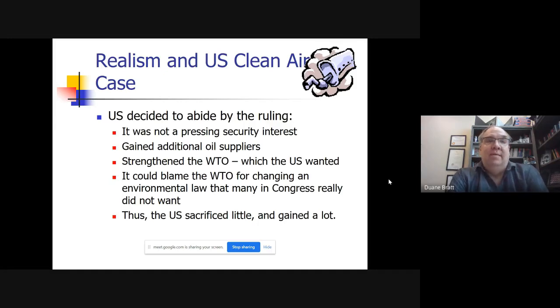It could also blame the WTO for changing an environmental law. Many in Congress, both Republican but also Democrat, really didn't want these tougher regulations. And therefore, when the Clinton administration enacted these changes, they could blame the WTO for something that it was going to do anyway. So ultimately, realists conclude that the U.S. sacrificed little in complying with the WTO ruling, but gained a lot.